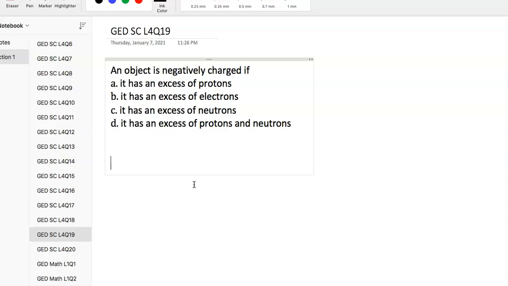Question 19. So an object is negatively charged if it has an excess of electrons, right? Remembering that electrons are negative. So an object is negatively charged if it has excess of electrons, but otherwise it's either positively charged or uncharged. Also, we might want to remember that like charges repel, unlike charges attract. And then finally, question 20.